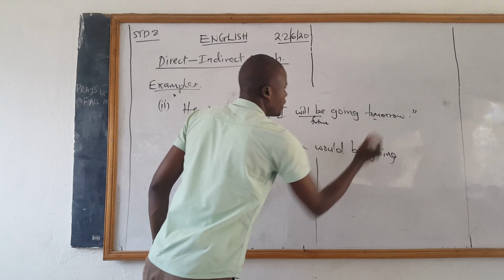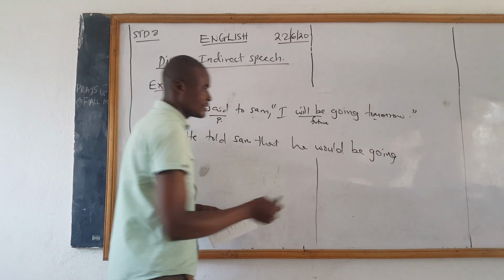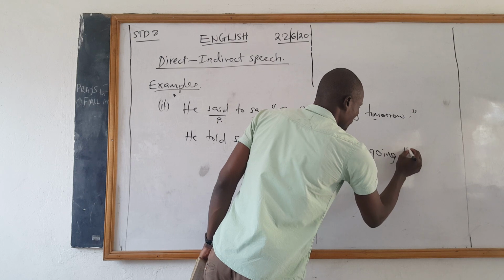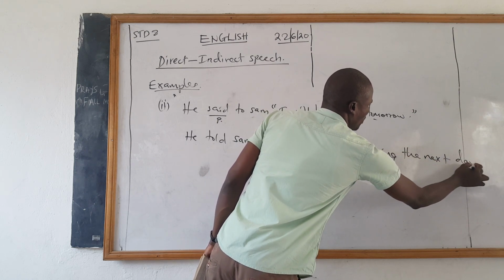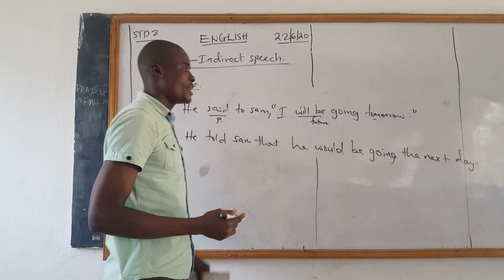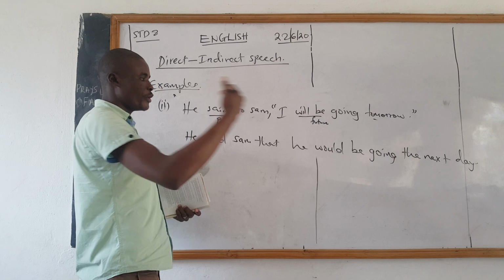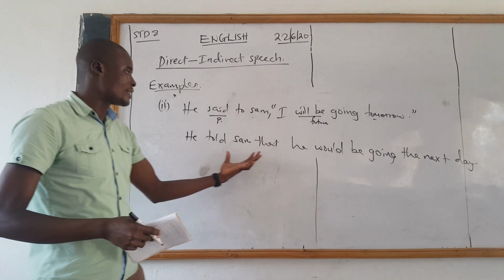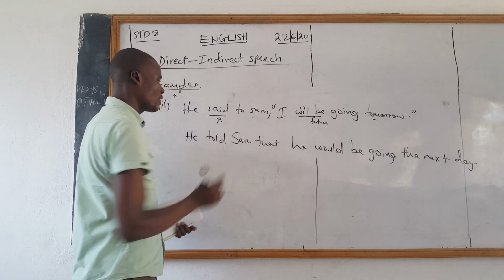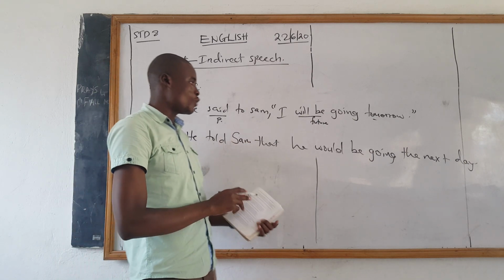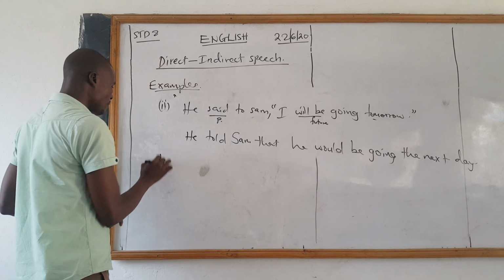And you can see tomorrow here. You can't say he would be going tomorrow. Tomorrow changes to the next day, he would be going the next day. Or we can say the following day. It depends on what you want to say. The next day can apply, or the following day. So he told Sam that he would be going. Sam is somebody's name, so ensure that it is written with a capital letter. So he told Sam that he would be going the following day or the next day. Very correct. Example 3.